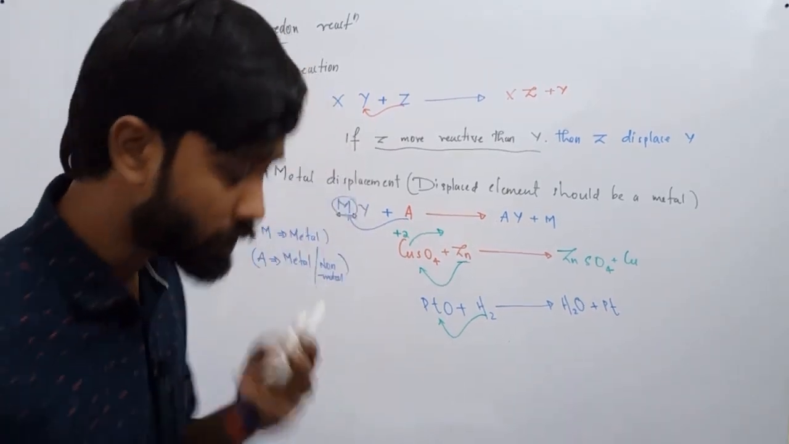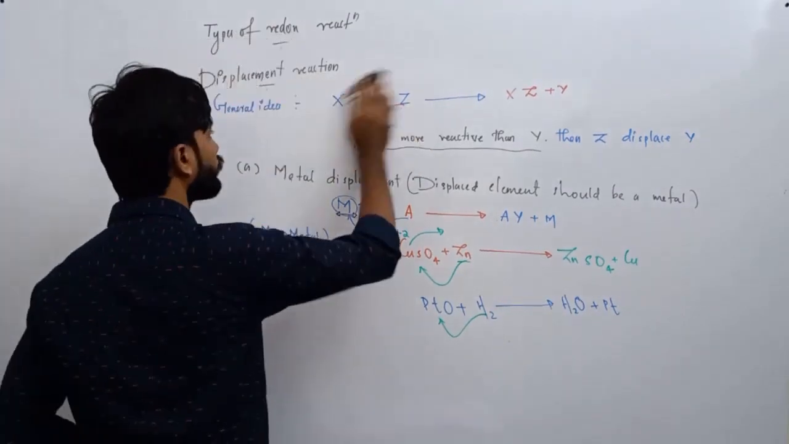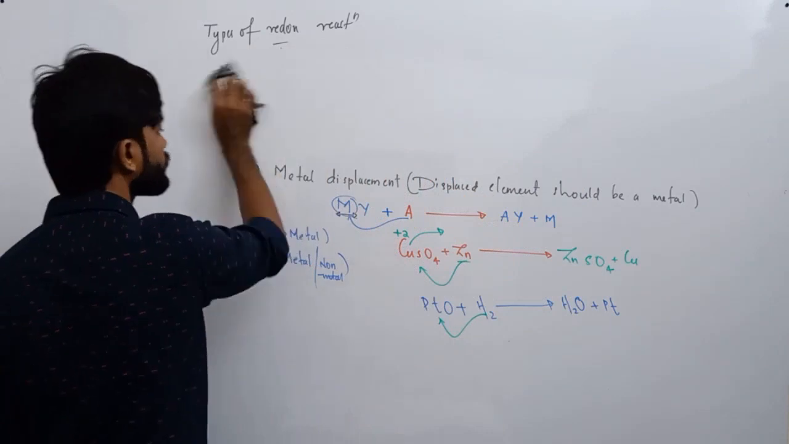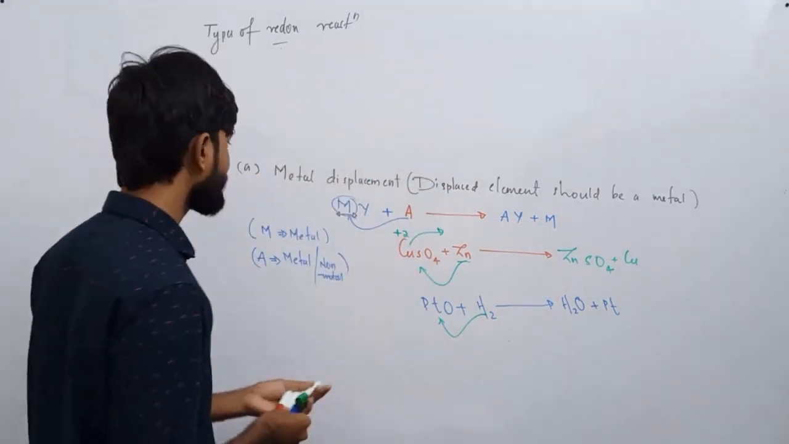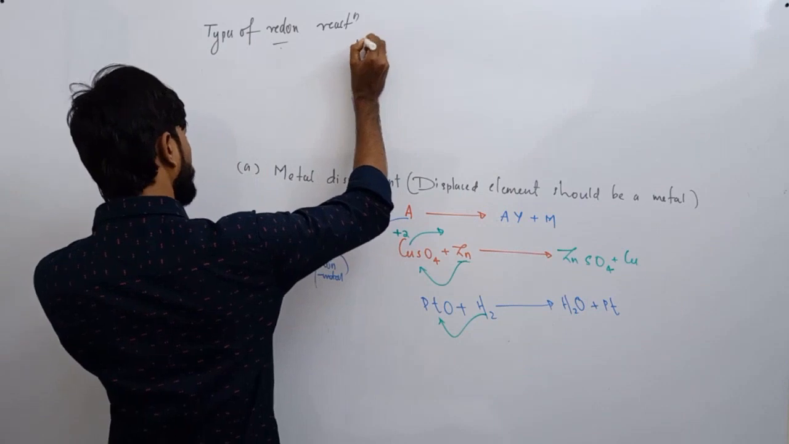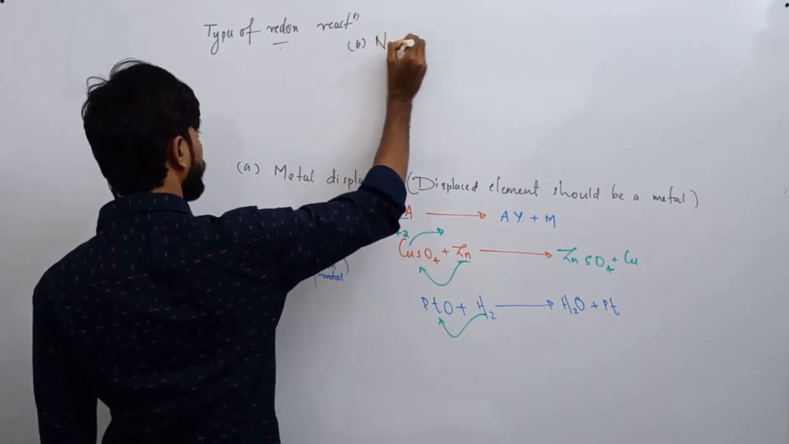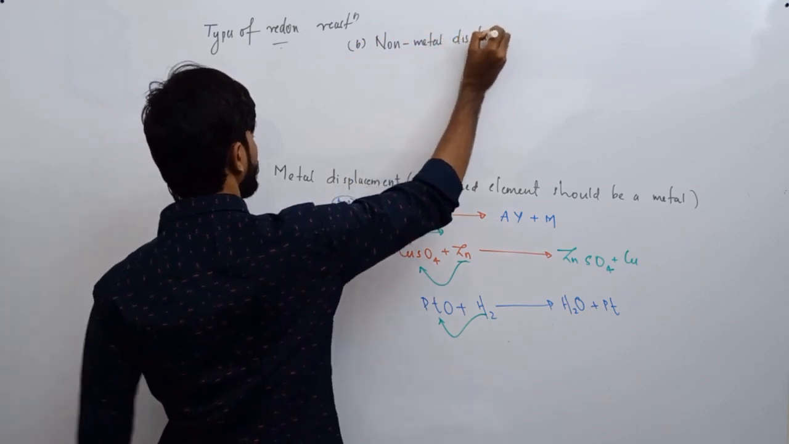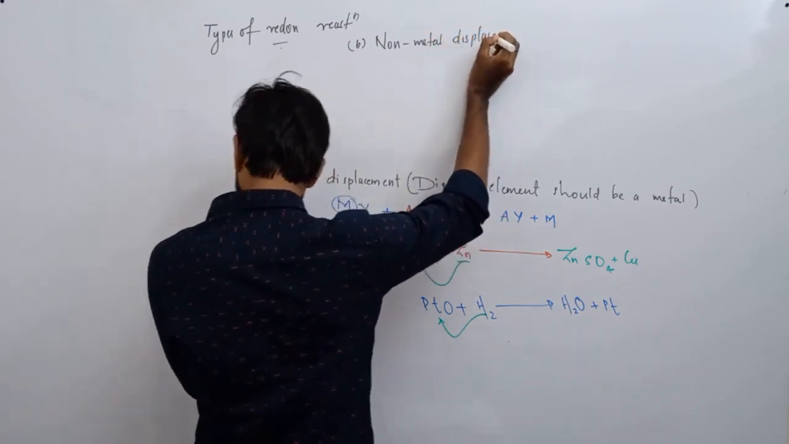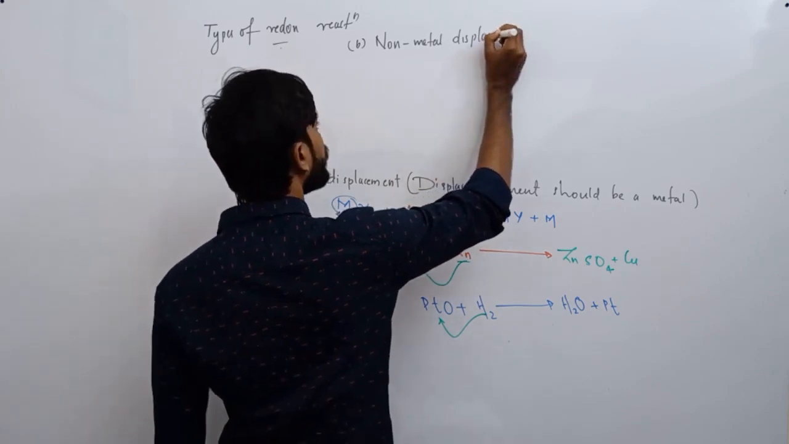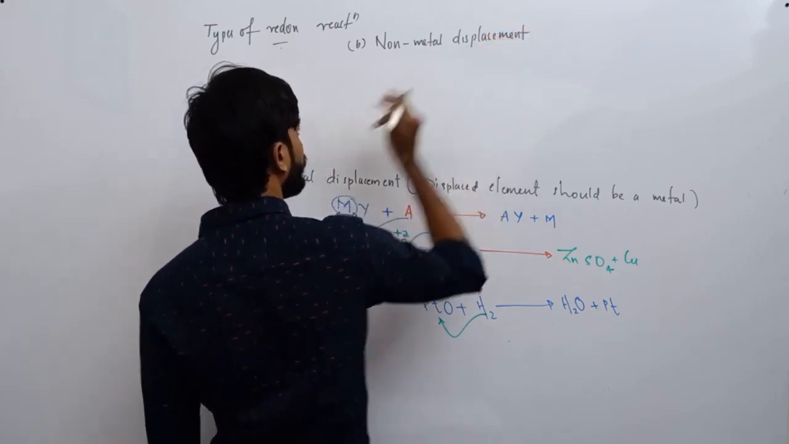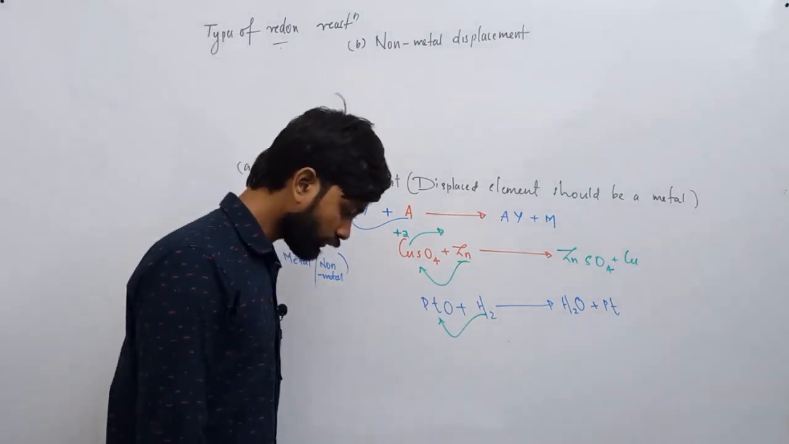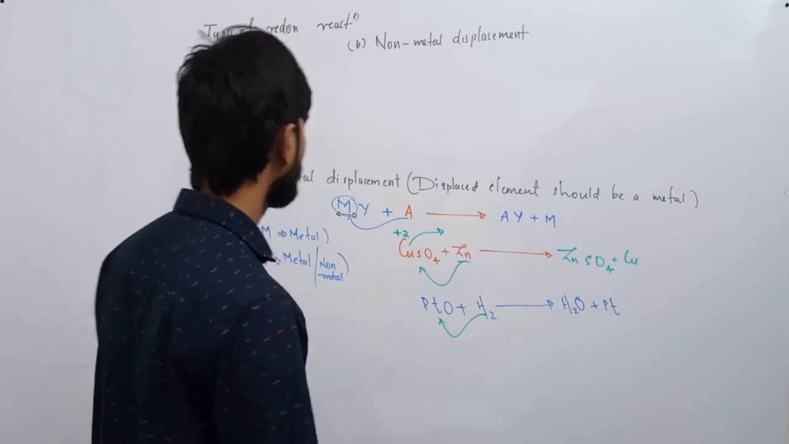So like metal displacement, there is one more type, non-metal displacement also, right? That is the last type of reaction. Going to that: non-metal displacement. Listen.